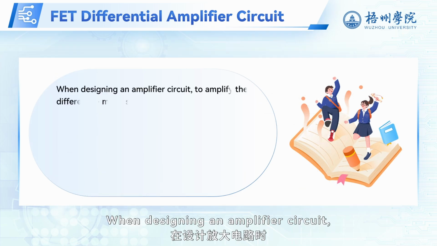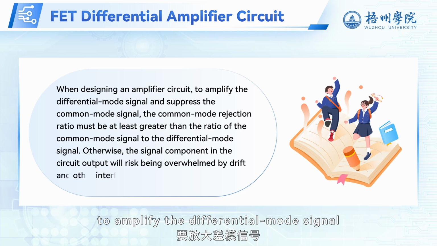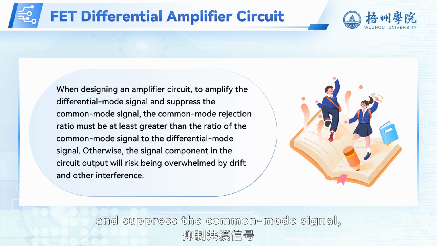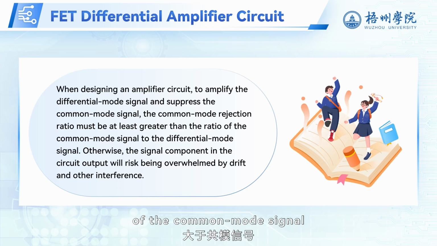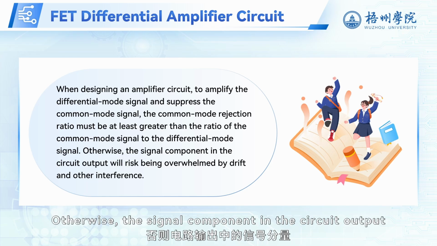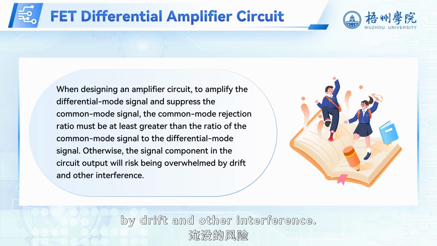When designing an amplifier circuit to amplify the differential mode signal and suppress the common mode signal, the common mode rejection ratio must be at least greater than the ratio of the common mode signal to the differential mode signal. Otherwise, the signal component in the circuit output will risk being overwhelmed by drift and other interference.